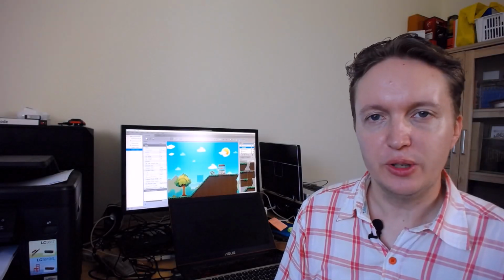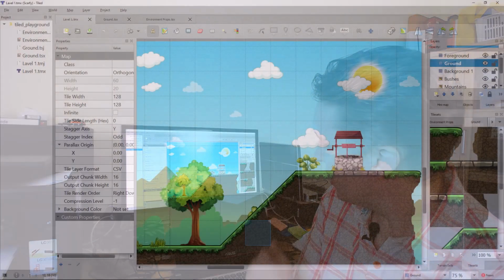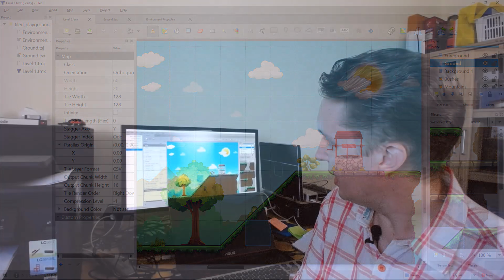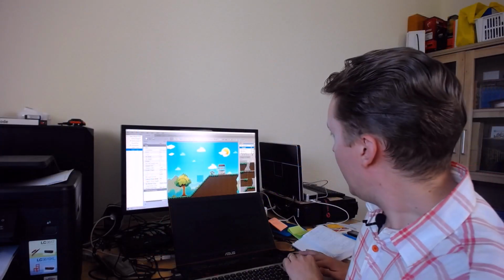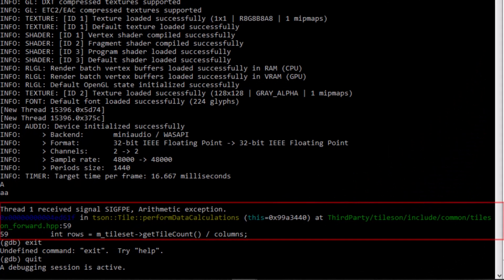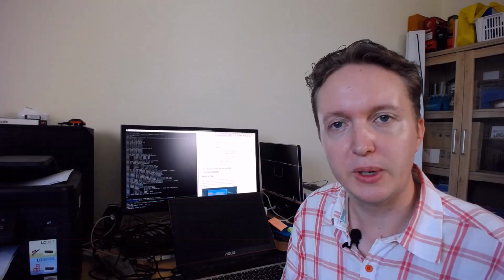Today was supposed to be the day that I would take this good-looking tile map or level and put it into Scarfy so that Scarfy can run around in it. Alas, it's not going to happen because I hit this: a divide by zero error in the library that I imported to load the level in the first place.